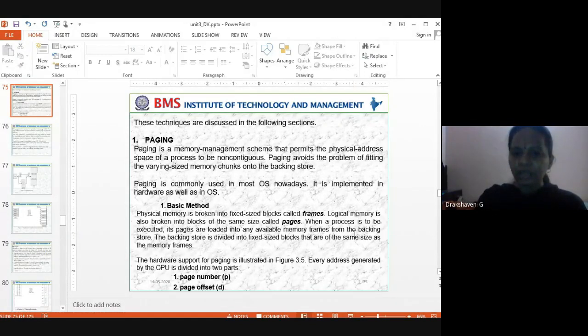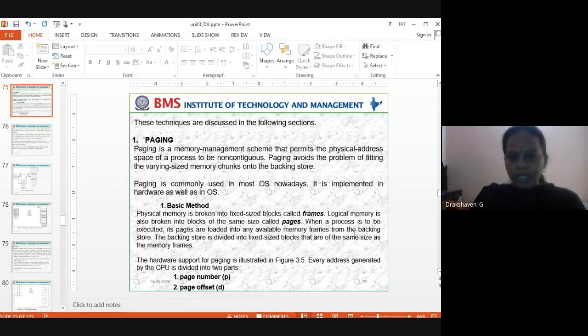Then what is logical memory? Logical memory is the CPU's memory. Logical memory is also broken into blocks of the same size, called pages. Even there, the memory is divided into equal parts, and that is what is called a page.